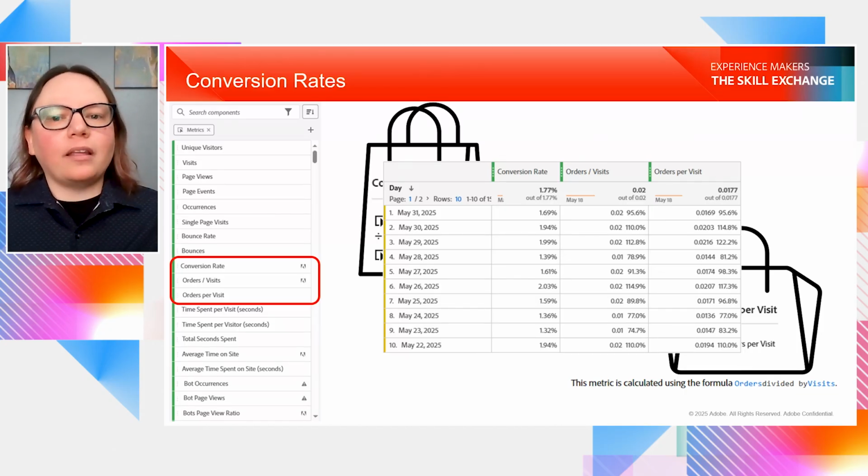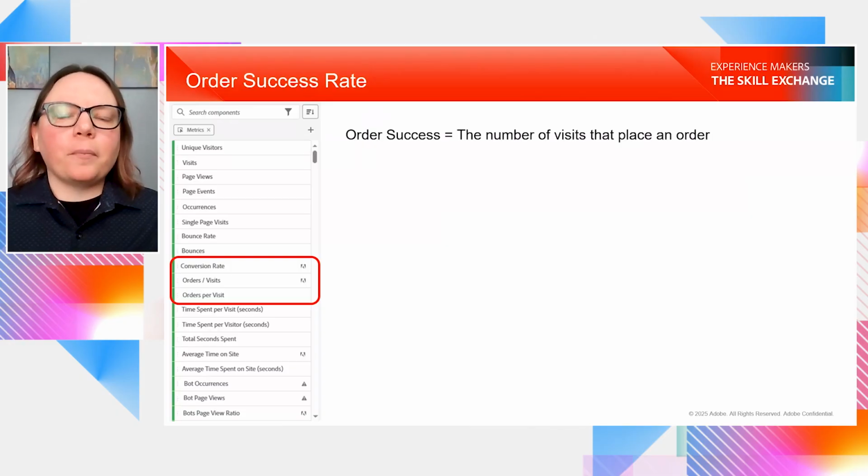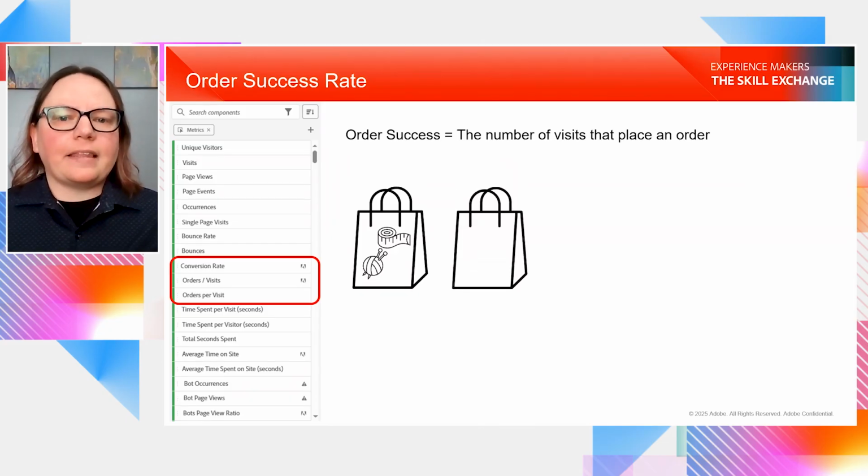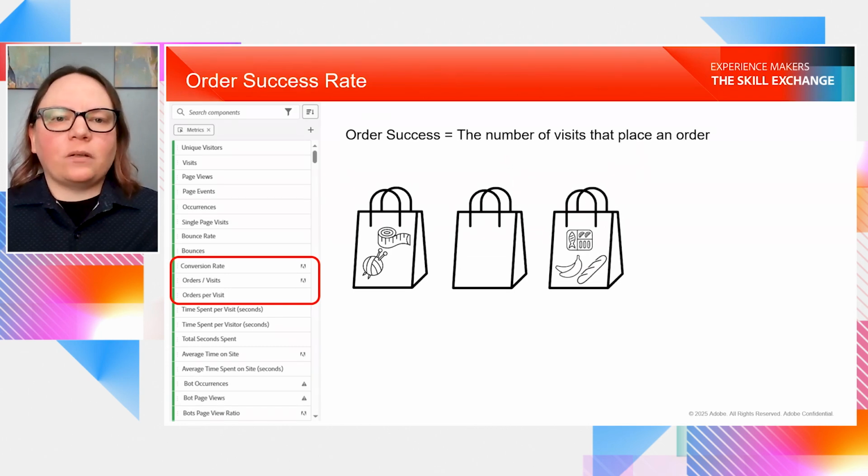But with these being relative metrics, there are a few other things that you should keep in mind about how they're calculated. There's another metric that I sometimes use called order success. This isn't an Adobe default metric, this is a calculated one. It's defined as the number of visits that place an order, which does sound the same as conversion rate, but it's slightly different. So let's look at an example. Customer 1 comes to our site and places an order. Customer 2 doesn't buy anything. Customer 3 places an order.